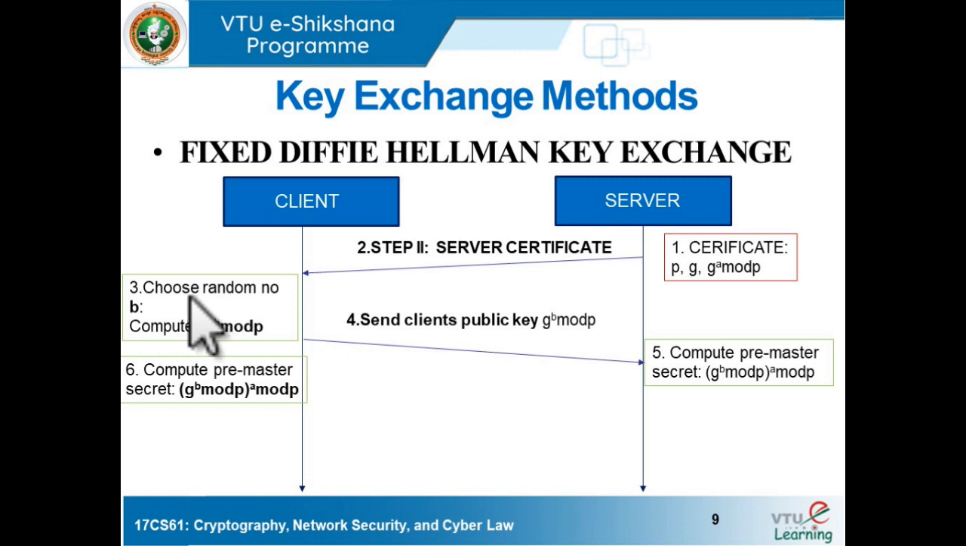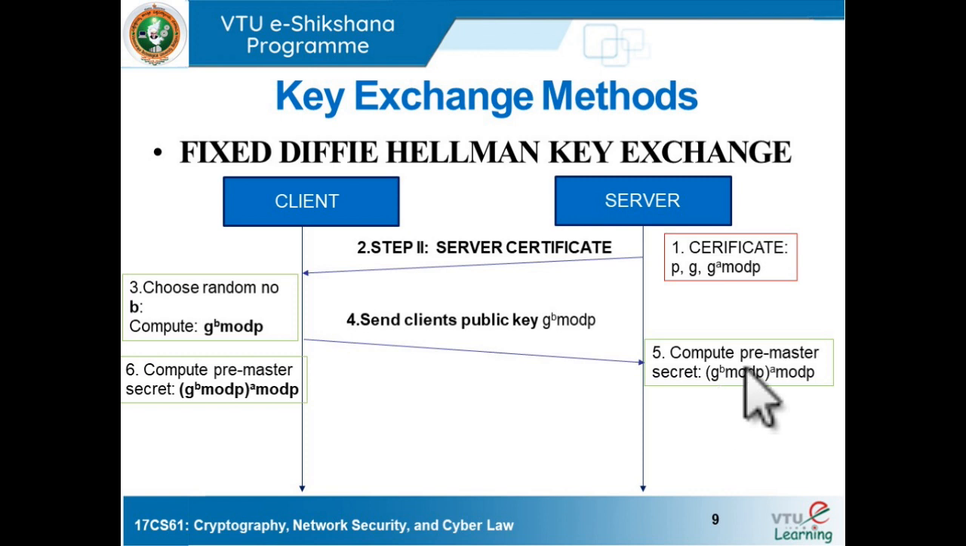Now the client chooses a random number B. This random number B acts as the private key of the client. Having chosen the private key, the client proceeds to compute its public key, which is G raised to B mod P. Once this public key is computed, the client sends the public key to the server. Here we can see the fourth transaction, wherein the client is sending the public key to the server.